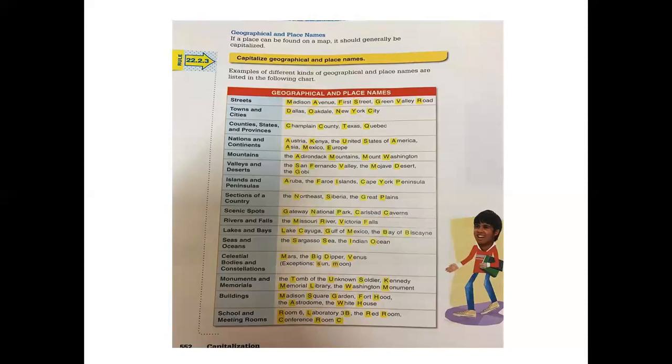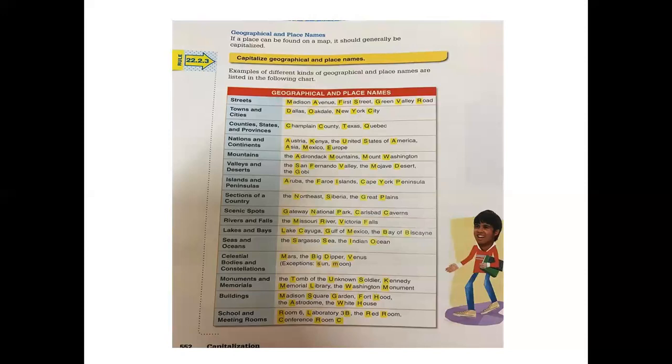Towns and cities like Dallas, like New York City. Now, notice in New York City, they have capitalized each word, okay? Each name is capitalized, New and York and then City too. Champion County, now these are counties, and nations and countries like Kenya, America, Mexico, Europe, Austria. Mountains, like Adirondack Mountains, Mount Washington, Mount Everest. All these names of mountains would be capitalized.